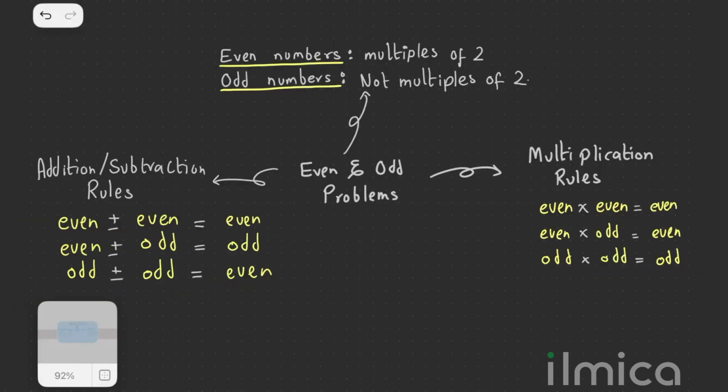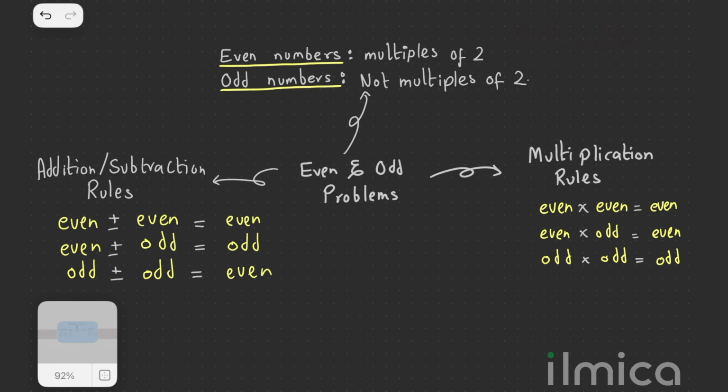So we are going to learn about even and odd problems in this video. First of all, let's start by discussing what an even number is. An even number is basically any number which is a multiple of 2. So think of 2, of course, it is a multiple of 2, 4, 6, 8, and so forth. Any number which is a multiple of 2 is an even number.